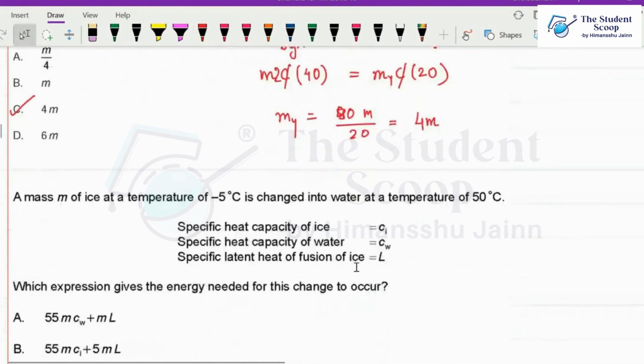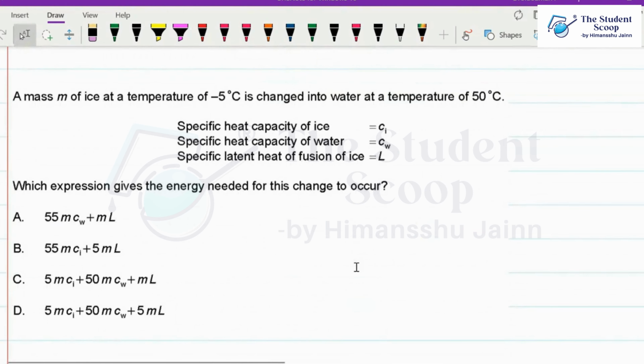Another example of this is this problem. The mass of ice at a temperature of -5 degrees is changed into water at a temperature of 50 degrees. The specific heat capacity of ice, water, and L is given. What is the expression for the energy needed for this to go? Usually, in this case, the energy is split into multiple parts. It requires energy for multiple things. First, the process is like this.